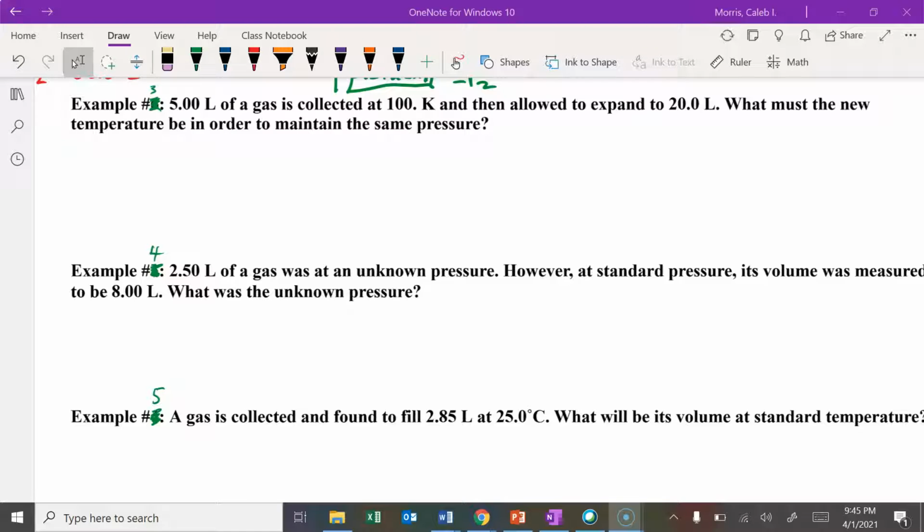All right, we're going to do example number 3 from this section. It was numbered wrong on my page, so I crossed out the old number and wrote the new one. It'll be correct on yours.